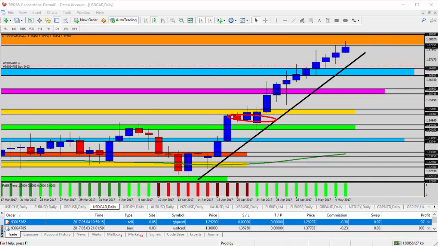In just a moment, we'll be taking a look at the GBPUSD, Great British Pound versus the US dollar for today's trade analysis. But first I want to recap one of the trade suggestions I've made over the past couple of days here on the USD CAD.